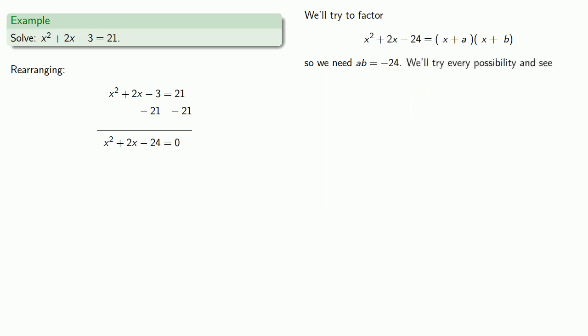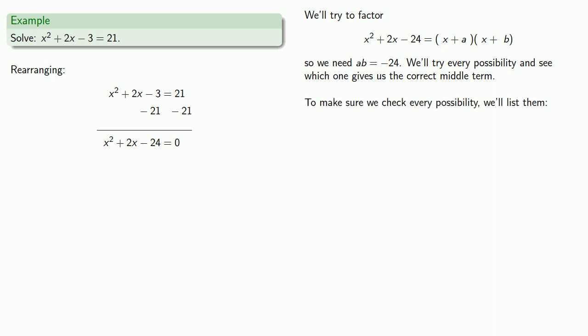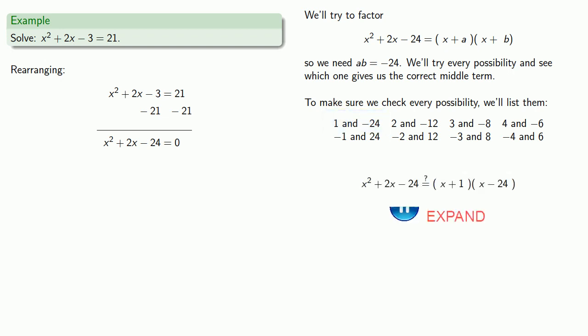So again, we'll try every possibility and see which one gives us the correct middle term. To make sure we check every possibility, we'll list them. And again, the only way to determine what our factorization is is to try out every possibility until we find one that works, or until we run out of possibilities. So let's try 1 and negative 24. The only way to check is to expand. And no. How about negative 1 and 24? We expand. And no. How about 2 and negative 12? We try it out and expand.